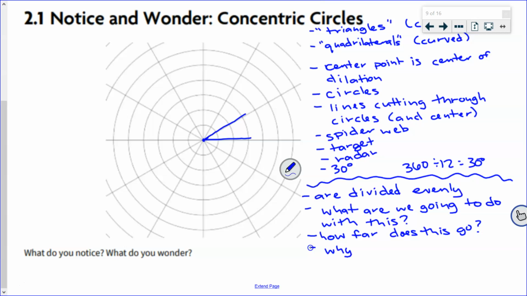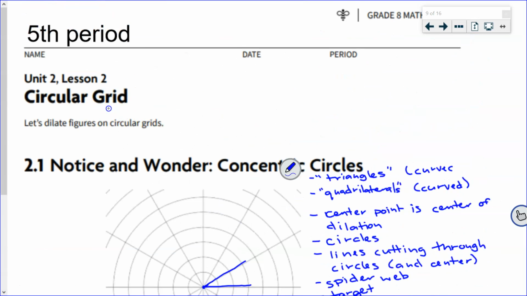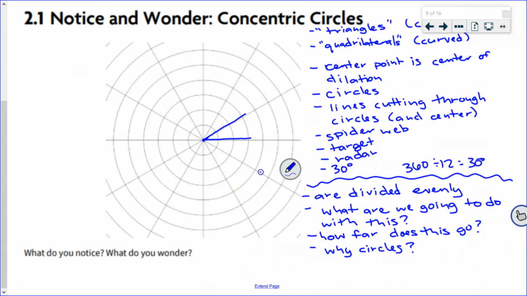And last one, Xander. Yep, we have this. What are we going to do with this? This came up in other classes as well. The title of this is Circular Grid. How would we graph on a circular grid?